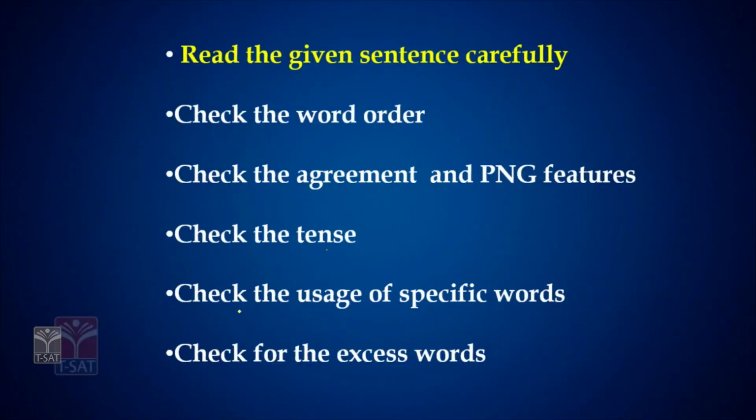And sometimes, we use more than one linker. One example is, although he is rich, but he is not happy. We are using two linkers, although and but, incorrect. We can say, although he is rich, he is unhappy, or he is rich, but he is unhappy. So, when we are looking into the sentence improvement, we will have to see the word order, we will have to see the agreement and person, number and gender features, and we have to check the tense, and we have to check the use of specific words, and we have to check for the excess words.